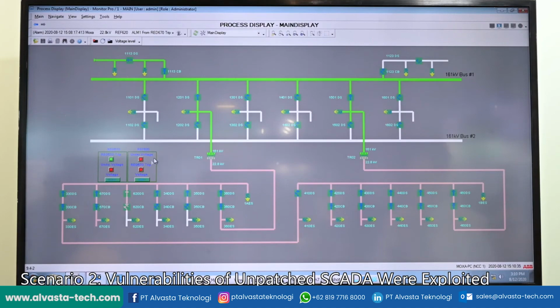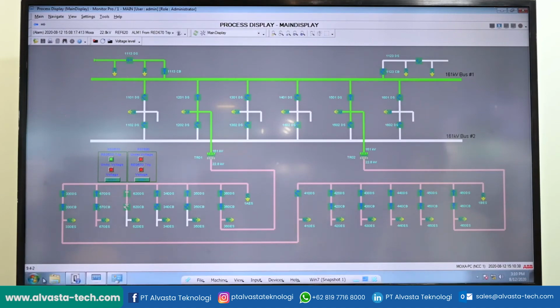Actually, SCADAs usually run on top of Windows. In other words, they are similar to our home and office computers. The difference is, however, that they are not patched regularly. This is because any change in critical automation systems has to be verified and approved. So you can find many outdated software in the field.